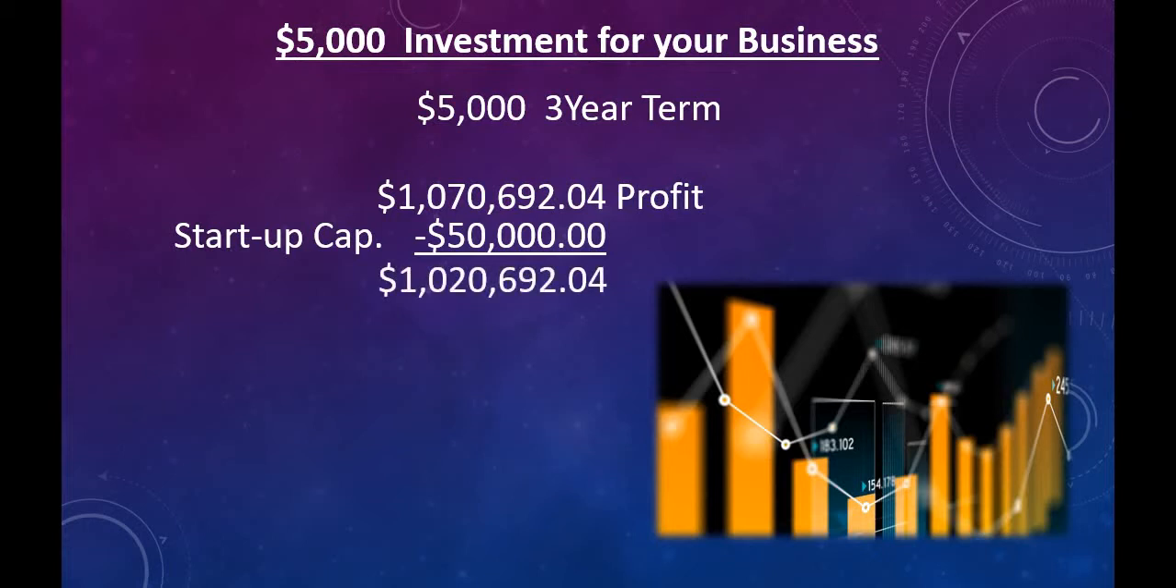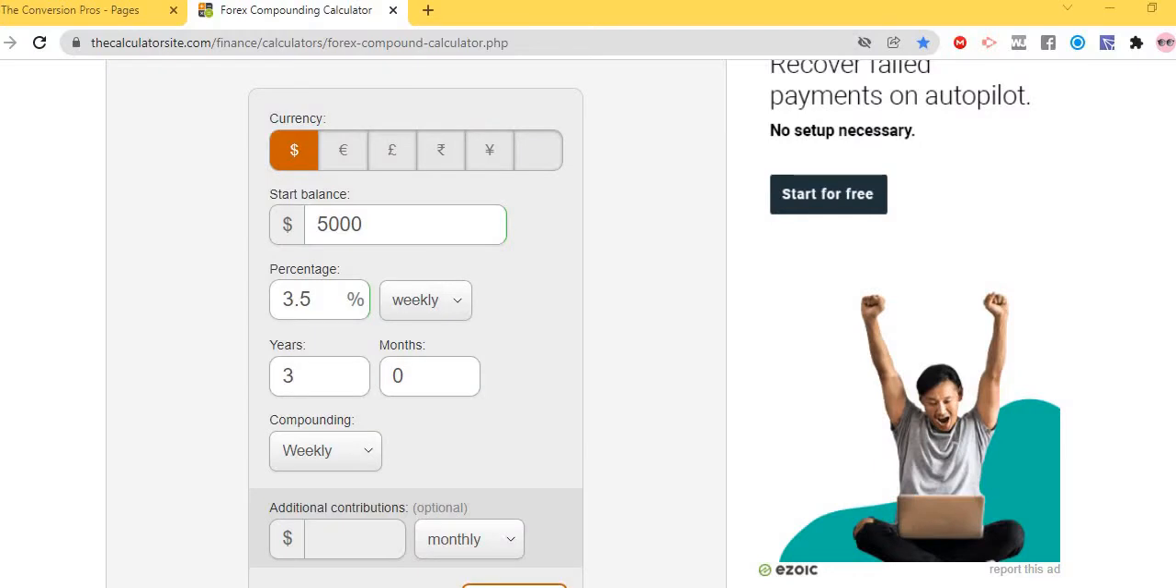Okay, so we still have $1 million. This is sustainable capital, ladies and gentlemen. This is capital that's going to be working for us. So we're going to put that into investment and see what that does. Let's put this $1 million into investment. $1,020,692.04. Let's put that into investments and see what our working capital looks like, ladies and gentlemen. That was incredible.